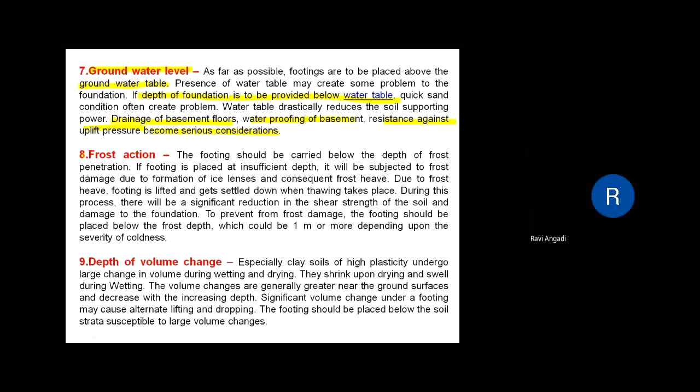The next comes frost action. The footing should be carried below the depth of frost penetration. If the footing is placed at insufficient depth, it will be subjected to frost damage due to the formation of ice lenses, or you can call them ice layers, and consequent frost heave. Due to the frost heave, what will happen? The footing is lifted and settles down when thawing takes place. During this process, there will be a significant reduction in the shear strength of the soil and damage to the foundations.